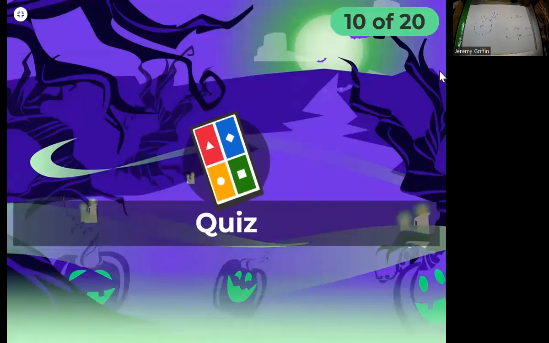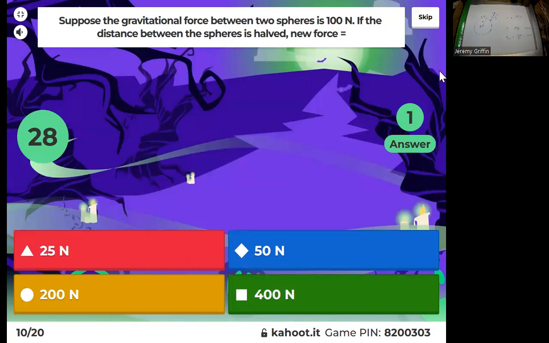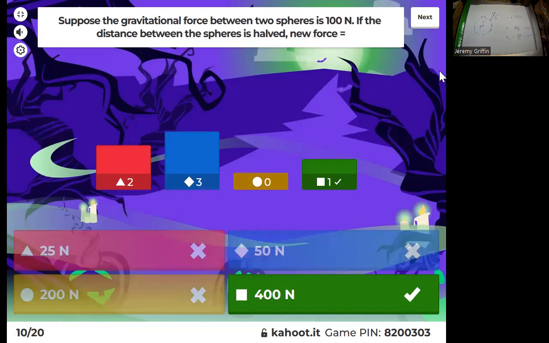Liam, on fire. Suppose the gravity force is 100 newtons if the distance gets cut in half. Ooh, cut in half. Yeah, you'd get 4 times the force.